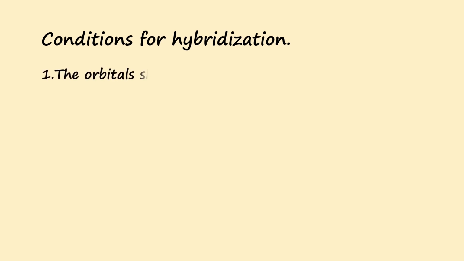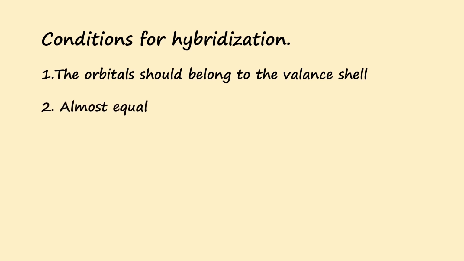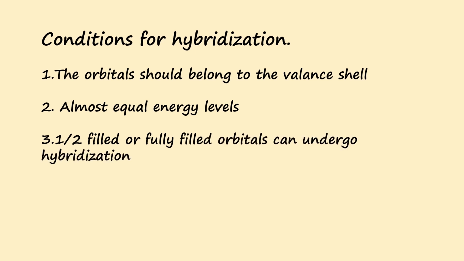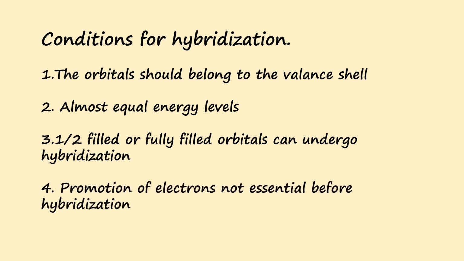First condition is that the orbitals should belong to the same valence shell. Valence shell is the outermost shell of an atom. Orbitals taking part in hybridization should have almost equal energy levels. Half-filled or fully filled orbitals can undergo hybridization. An orbital, we have seen, can hold a maximum of 2 electrons having opposite spins. Half-filled or even fully filled orbitals can undergo hybridization. Promotion of electrons is not essential before hybridization.